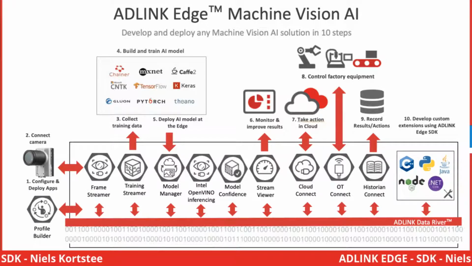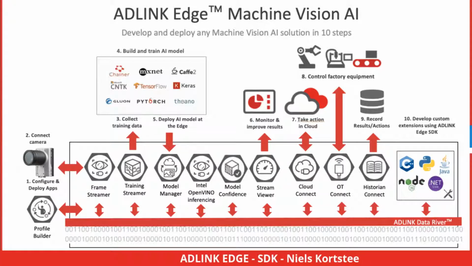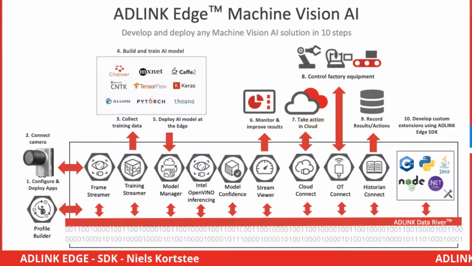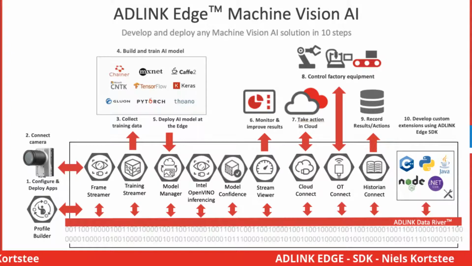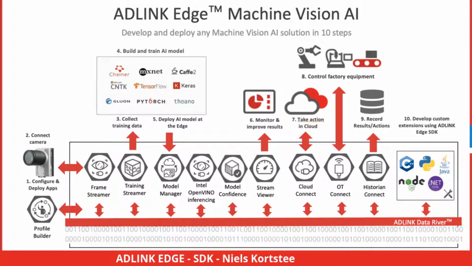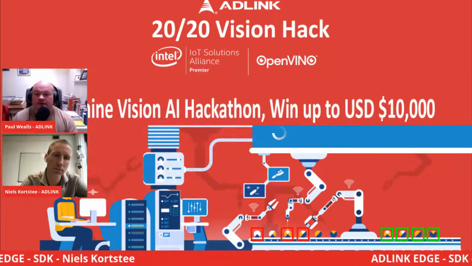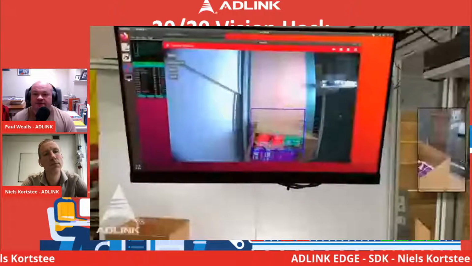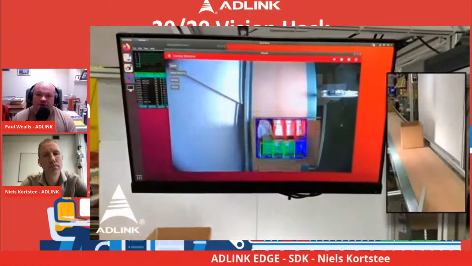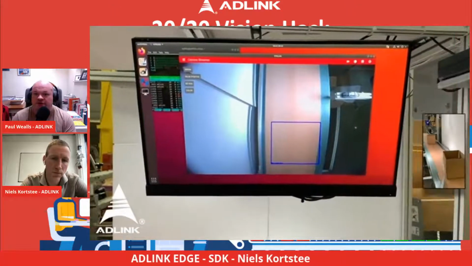And then finally, you may want to extend your solution with some additional capabilities. What do you do if something that you need does not exist yet? You can actually build your own extensions using the Edge SDK. So that's how you form a machine vision AI solution. And here's a great example of one of the solutions that we've made with some partners.